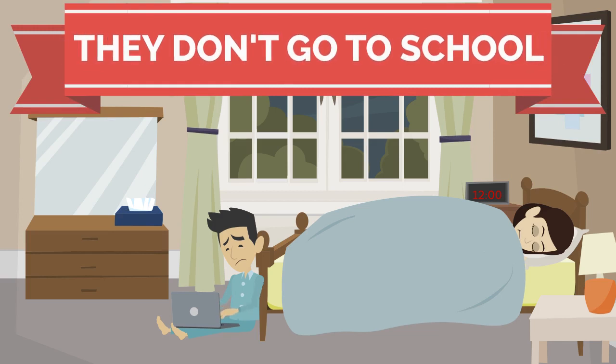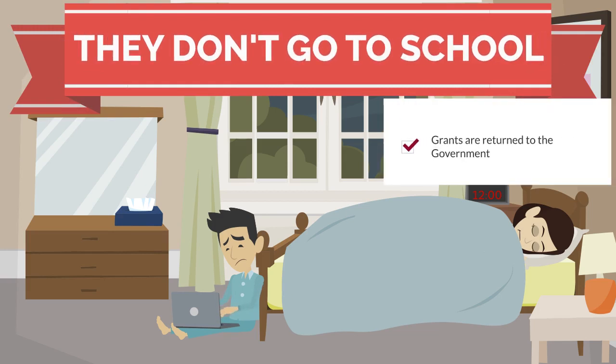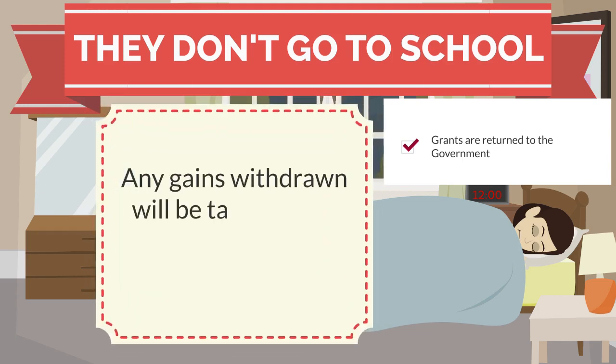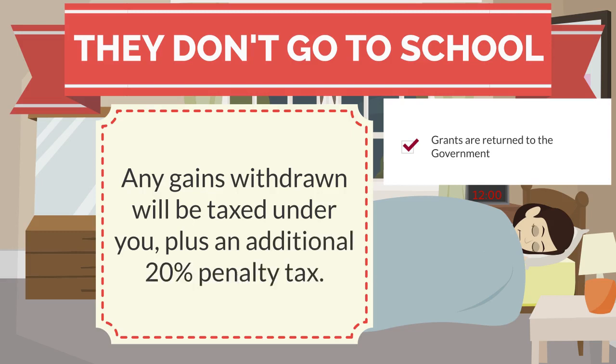So what happens if our child decides not to pursue post-secondary education? Well, in that case, unless it's a family plan, all of the grants must be returned to the government. The good news is, though, any of your contributions will be withdrawn tax-free. But if you made money on your contributions or the grants, then that will be added to your taxable income, and on top of that, the government will charge you a penalty tax of 20% on that income.